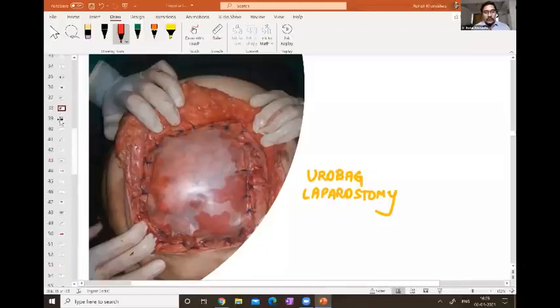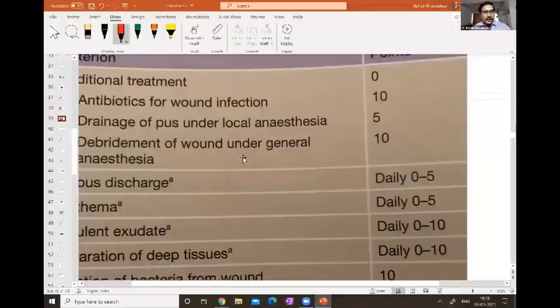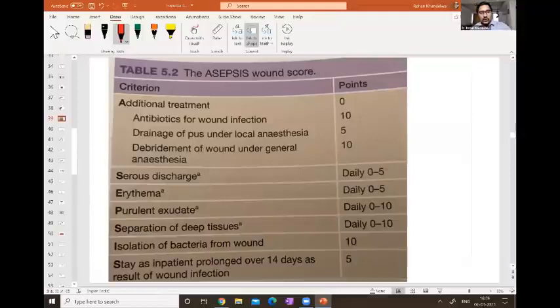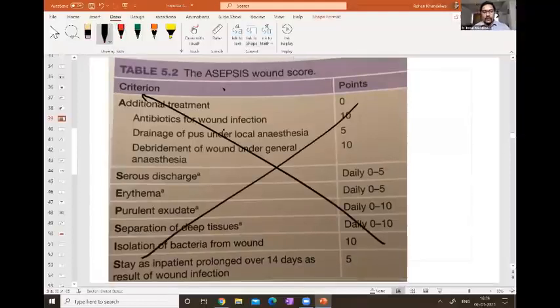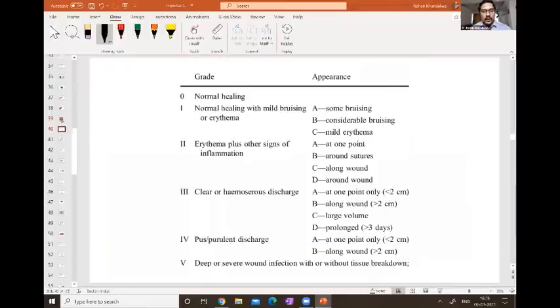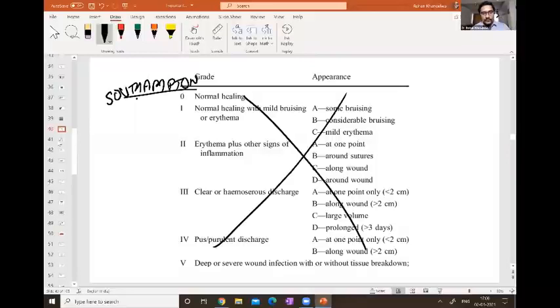You should know the names of 2 scores, asepsis wound score. You don't need to know the details for the FMG exam. You should know the asepsis wound score is used for wound infections or SSI. This is the asepsis wound score. And this one is the Southampton wound score. These are the 2 scores which are used for wound infections, Southampton and the asepsis score.